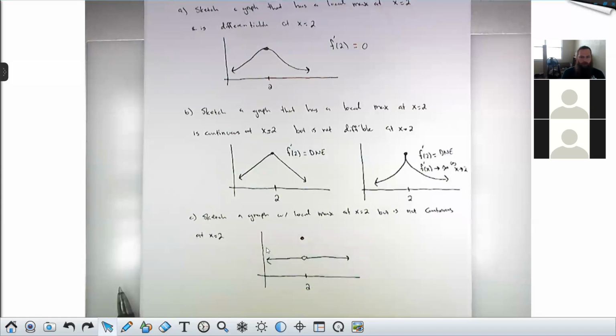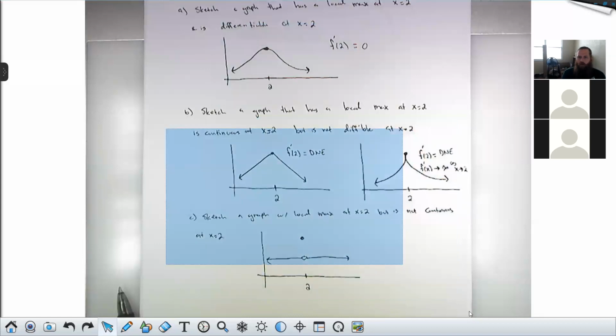F prime is equal to 0 everywhere on the domain here, except at 2 where it's undefined. So all of these are consistent with the theorems, even though these latter guys are not really what we normally picture. Normally we picture something like this.